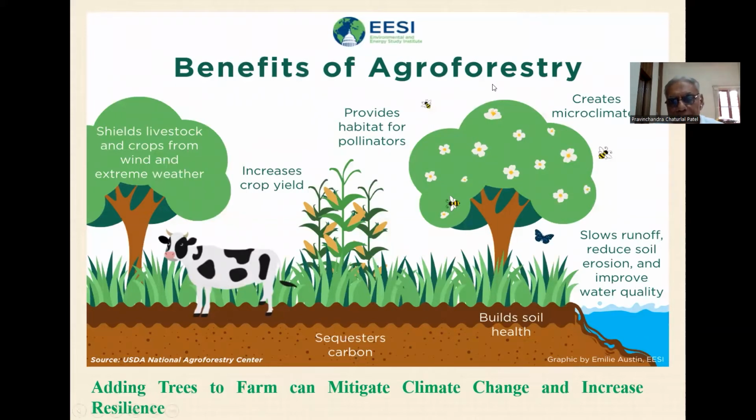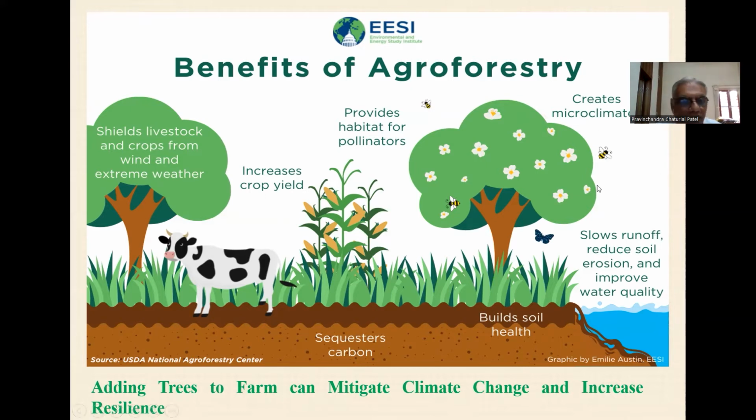Benefits of agroforestry. So adding trees to a farm can mitigate climate change and increase resilience. So here you can see that it shields livestock and crops from wind and extreme weather. So it works as a windbreak. Then it increases crop yield. It provides habitat for pollinators. Then it creates a microclimate.